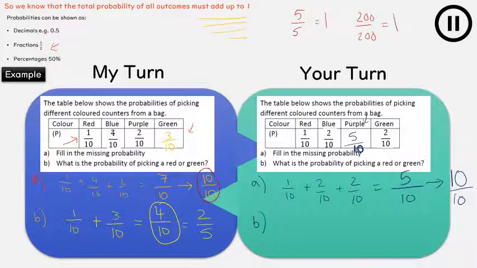Part B. What is the probability of picking red or green? Well, the probability of red is 1/10. The probability of green is 2/10. So in total, that should be 2 plus 1 over 10, 3/10.